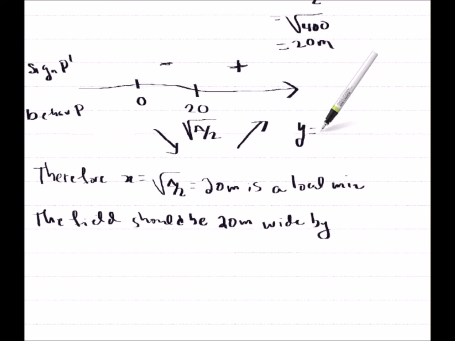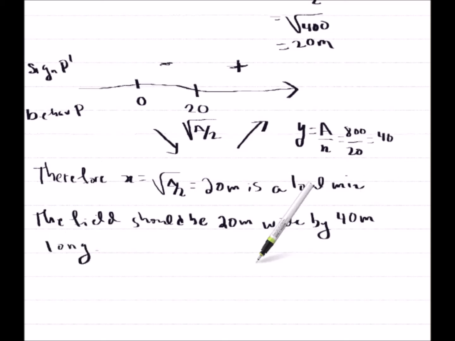Y is, what was it? It was a over x. So in our case, it's 800 over 20. So that's 40. So 20 meters wide by 40 meters long. Okay. That's my final answer. So is it a coincidence that y is twice the value of x?